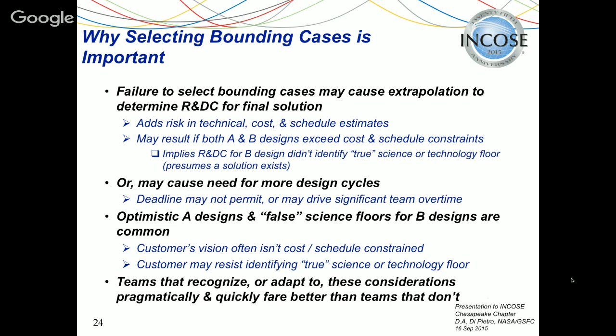The customer's vision often isn't cost or schedule constrained. Secondly, the customer may resist identifying the true science or technology floor for the reasons I just mentioned, or the customer may be concerned that if you give the design team the B design, the team may say, gee, we're within the cost and schedule constraints, we're finished. And the customer says, but I don't have the capability I'd like. So for more than one reason, the customer may resist giving you the true science floor. So it's important for teams to recognize and adapt to these considerations. Those that do pragmatically and quickly tend to fare better than teams that don't.